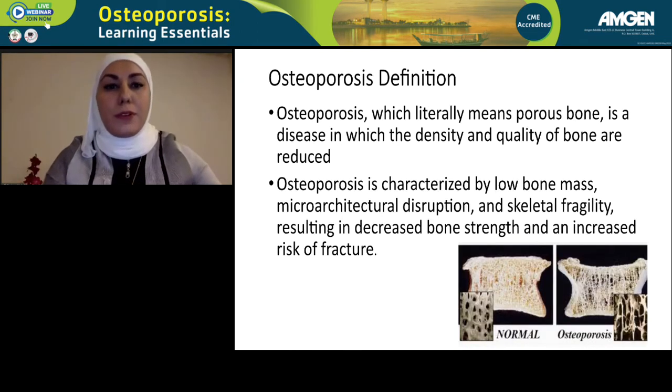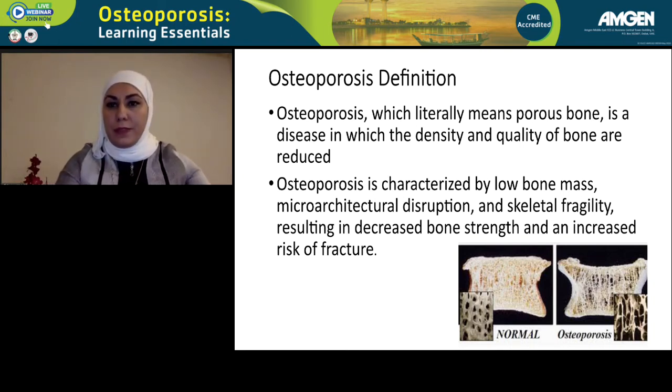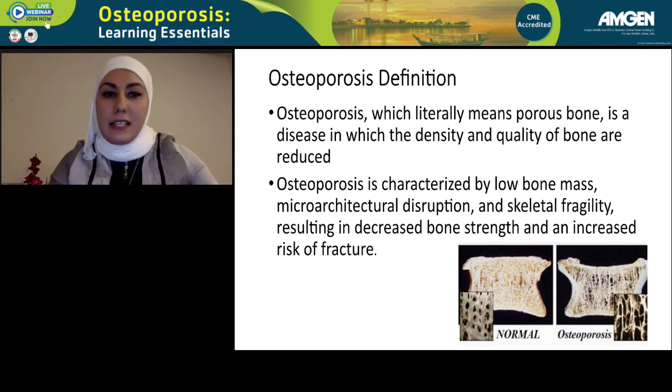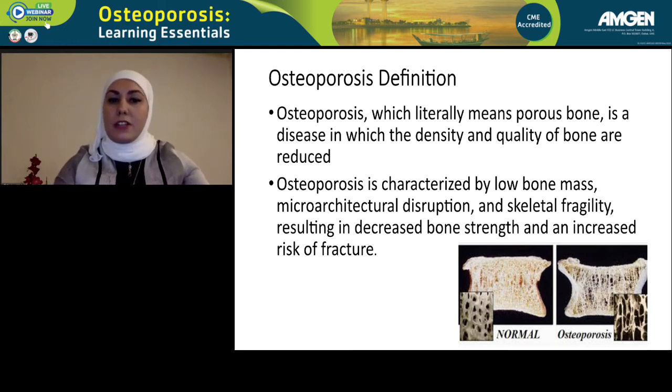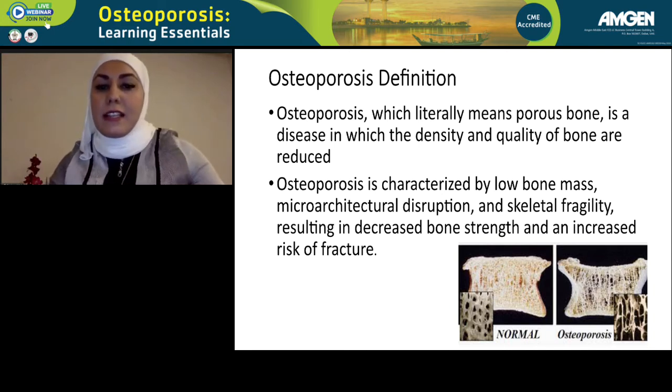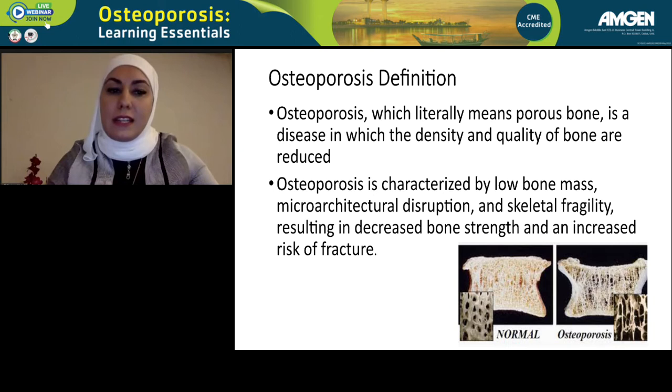What is osteoporosis? Osteoporosis literally means porous bone. It is a disease in which the density and quality of bone are reduced. Osteoporosis is characterized by low bone mass, microarchitectural disruption, and skeletal fragility, resulting in decreased bone strength and an increase in risk of fracture.